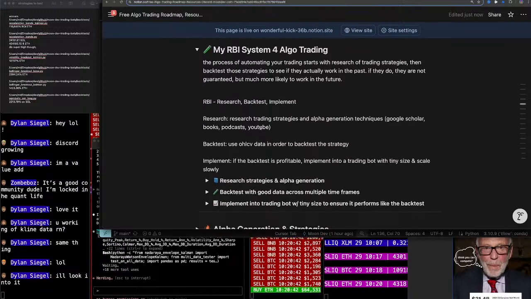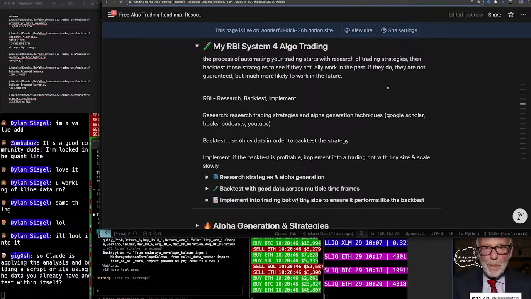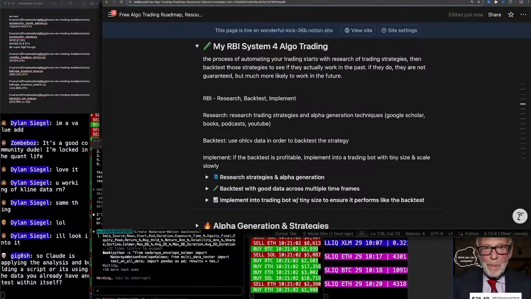But this is the RBI system I follow. The process of automating your trading starts with research of trading strategies, then backtest those strategies, see if they actually work in the past. If they work in the past, they're not guaranteed to work in the future, but they're much more likely. So that's RBI: research, backtest, implement. Research, backtest, implement. I'm going to show you everything about why this is the number one secret to trading. You're going to see everything.